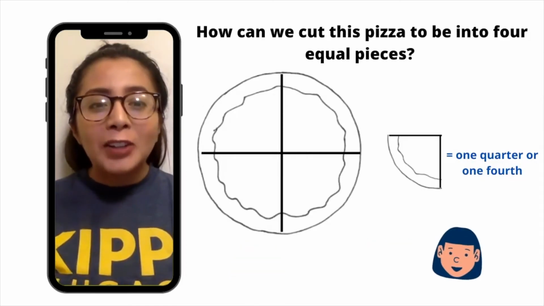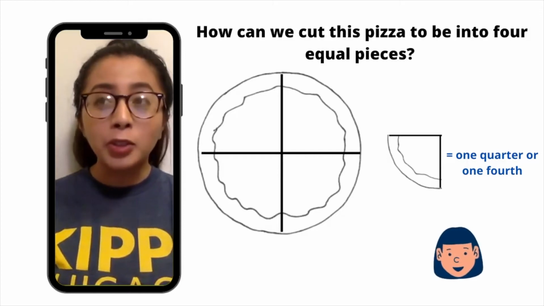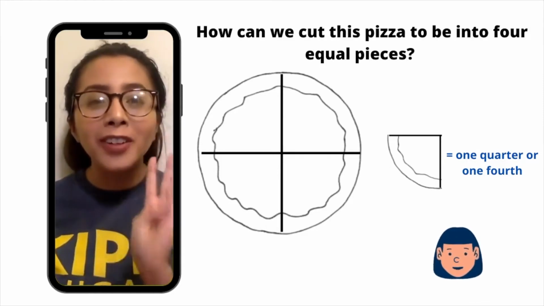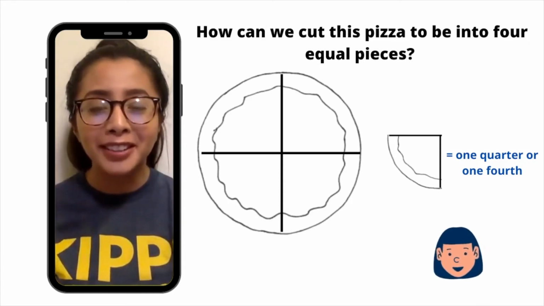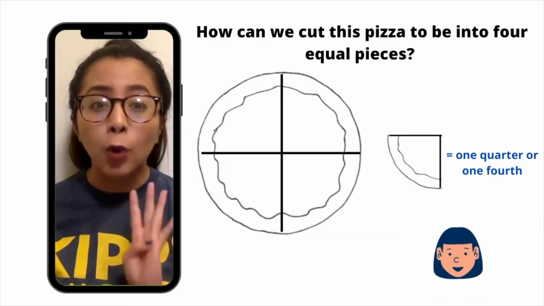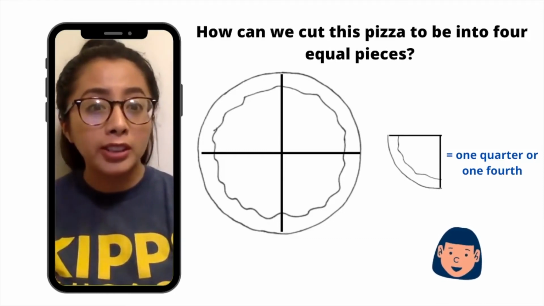Now let's cut our circular pizza into fourths or quarters. I want you to draw a circle and try to cut this pizza so four of us can share this yummy pizza. All right, how did you cut the pizza so that it was cut into four equal parts, which we call fourths or quarters?